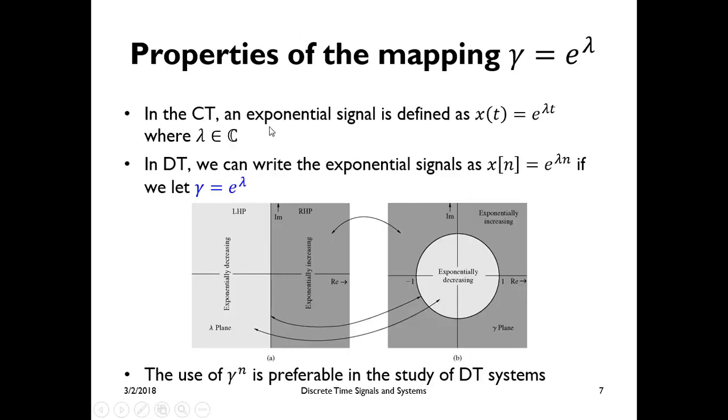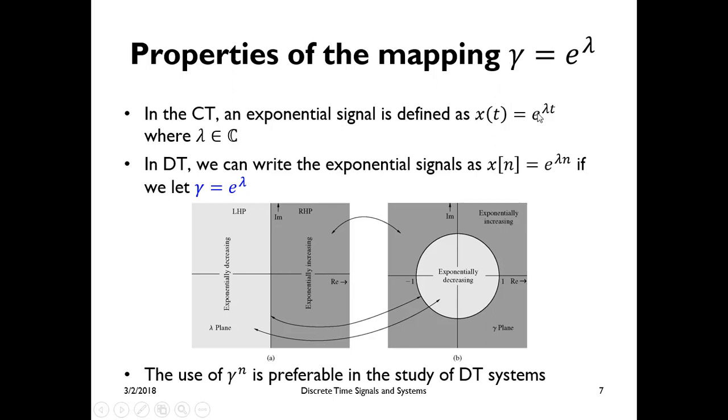In the continuous time case, we define an exponential signal as x of t is equal to e to the lambda t, where lambda is in general a complex number. In the discrete time, we can also write an exponential signal x of n as being equal to e to the lambda n, where in this case we simply let gamma equal e to the lambda. Oftentimes, however, for discrete time signals and systems, it is preferable to make use of an exponential signal denoted as gamma to the n rather than e to the lambda n. But let's consider the mapping between gamma equal to e to the lambda a little bit further.